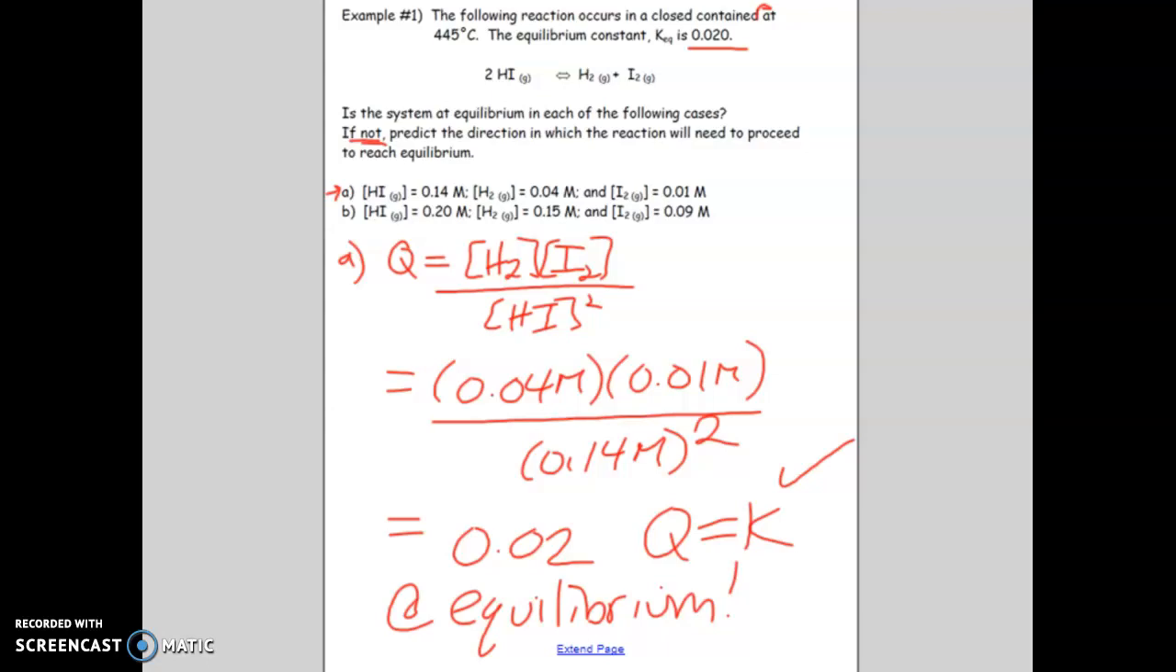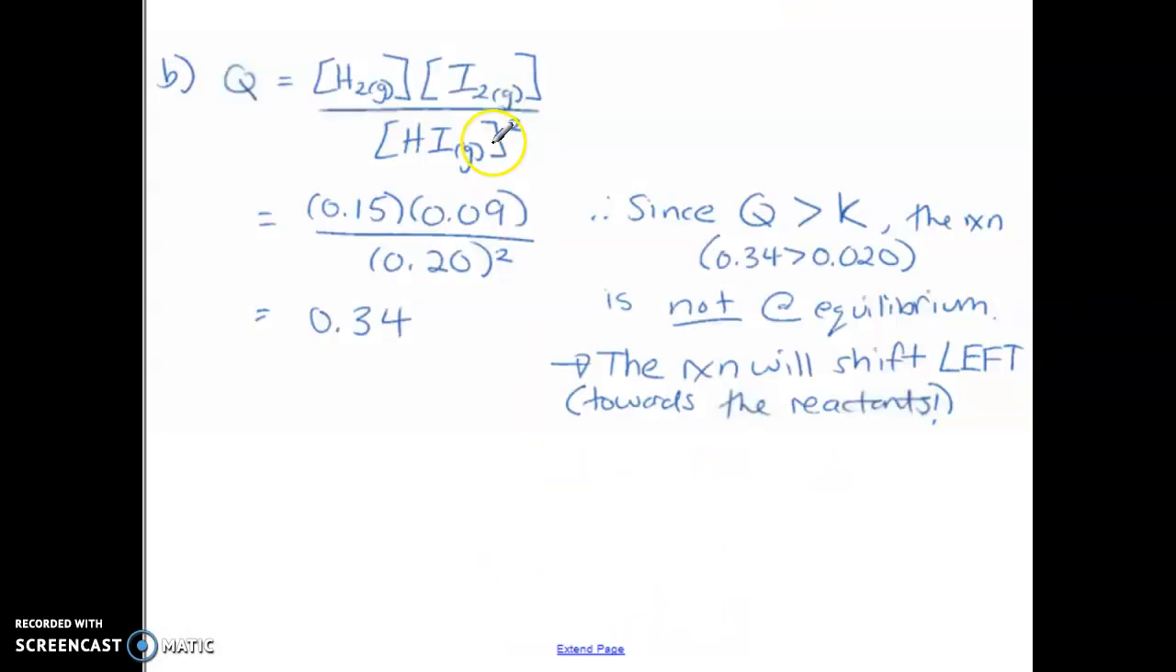Okay, so hopefully you've tried that out. Let's see how you did. So the Q expression is the same because it's the same chemical reaction. And we plug in our values, and you should have received a value of 0.34. So in this case, 0.34 is way larger than 0.02. So we have a situation where it's definitely not at equilibrium, and there is way more product than there should be, right? So the value is way bigger.